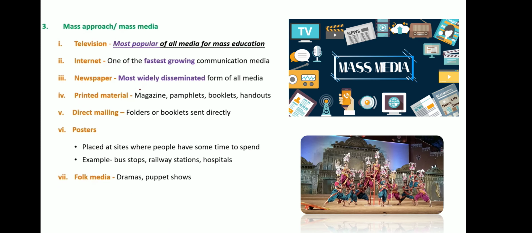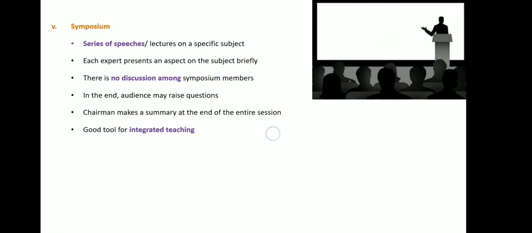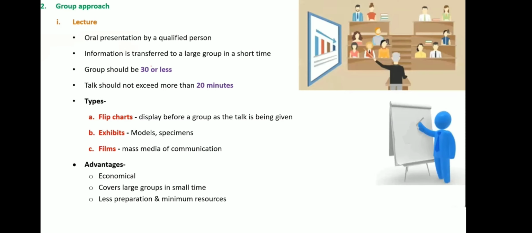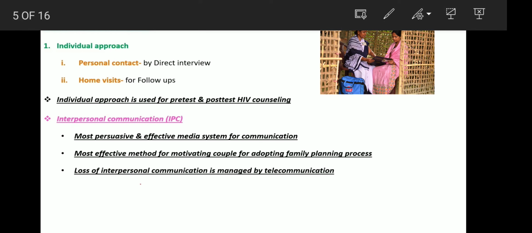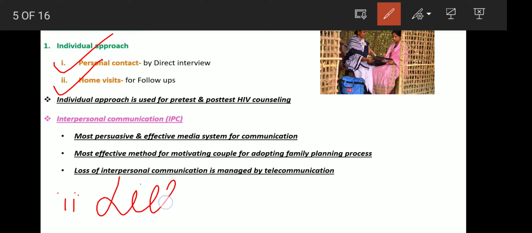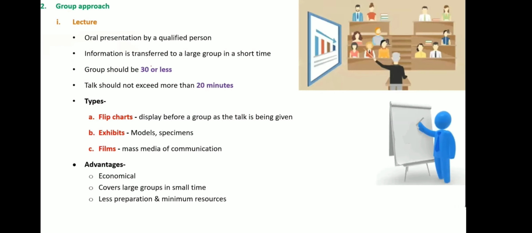Lastly we move on to the mass approach. Before going to the mass approach, let us summarize what we have studied so far. We have the individual approach: personal contact, home visit, and personal letters. Then group discussion. I hope you are getting all of those points. But let us summarize now.